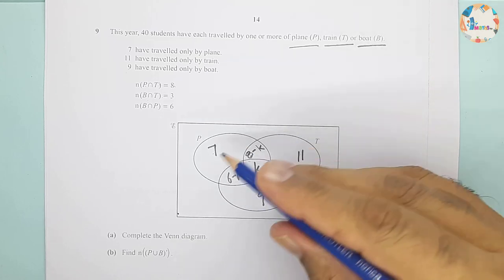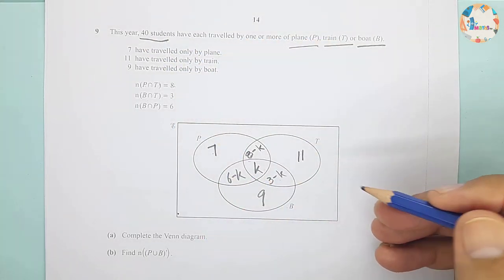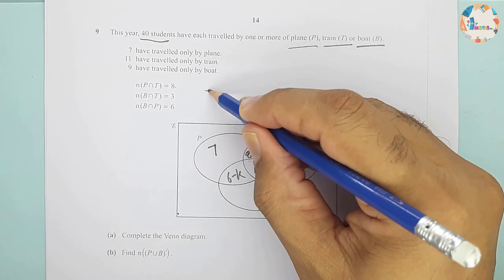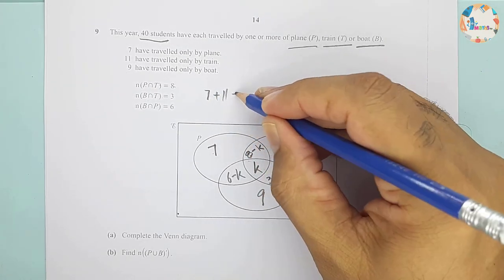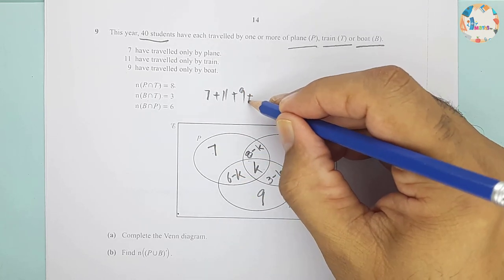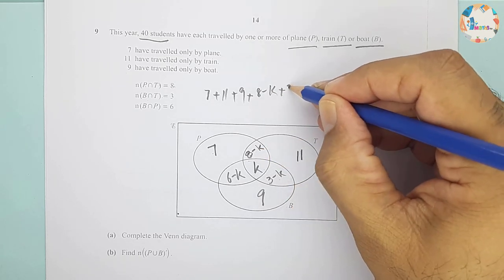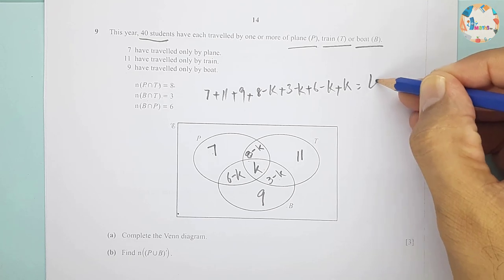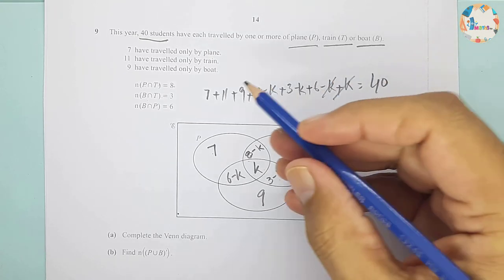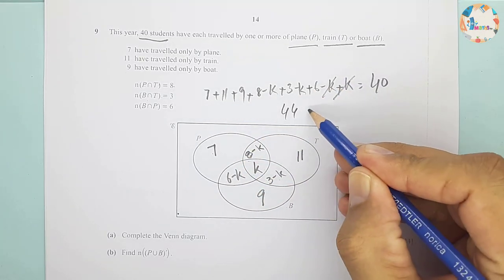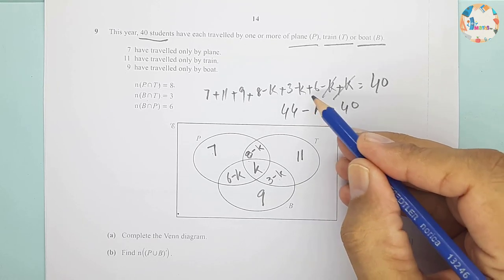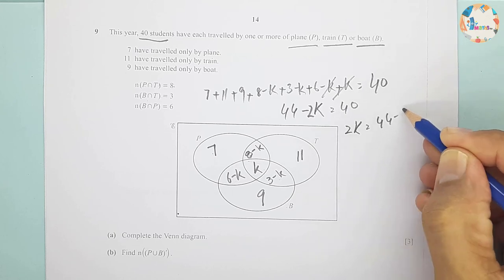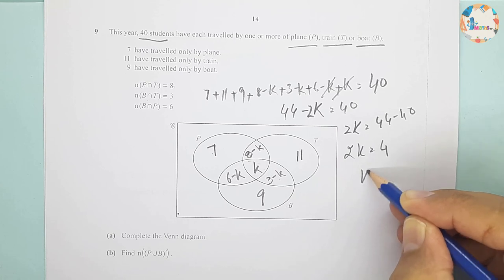Now we can solve this. It should add up to 40, which is the 40 students provided. We can write the equation: 7 plus 11 plus 9, these three we have added, plus 8 minus K, plus 3 minus K, plus 6 minus K, plus this K, should add up to 40 students. This will add up to 44 minus K, which is equal to 40. This will be minus K and minus K, so minus 2K. So our equation simplifies to 2K is equal to 44 minus 40. So 2K is equal to 4 and K is equal to 2.